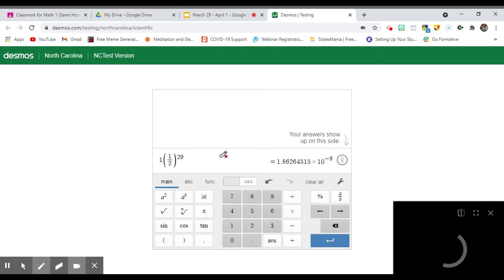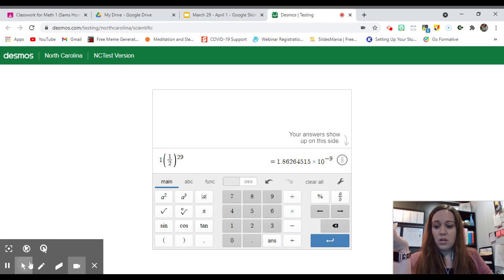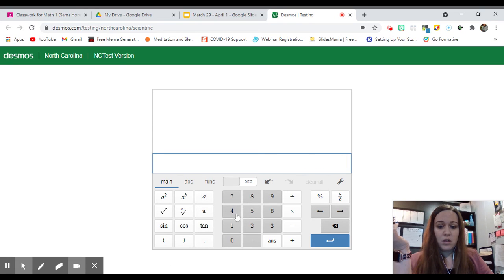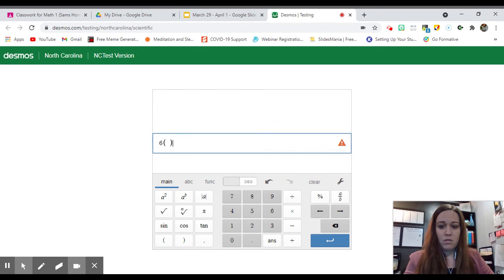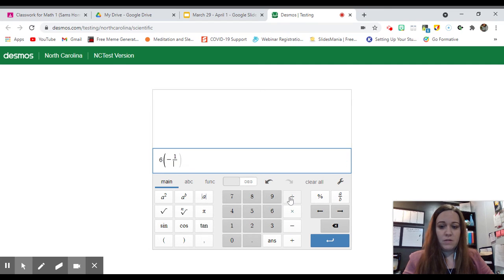So as I go into Desmos.com, we're going to do 6 times negative 1 divided by 2, click up here so I can close out my parentheses, and my exponent was 99.